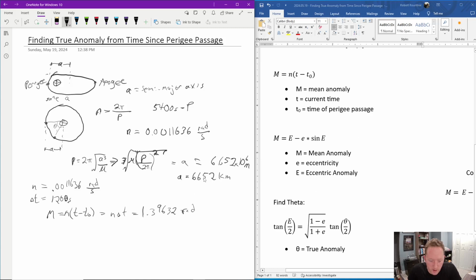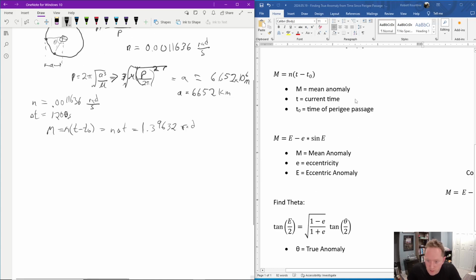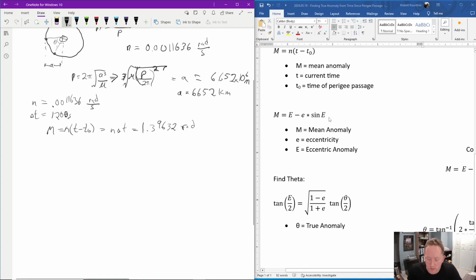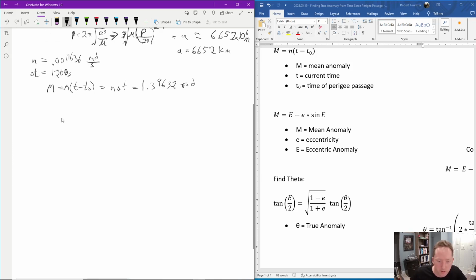What you can do with that, and this is really where the problem starts getting a little more complex, is use this equation here on the right: your mean anomaly equals your eccentric anomaly minus your eccentricity times the sine of your eccentric anomaly. This is the sort of equation I would want to derive if I had more time, but I don't. So today we're just going to take this equation at face value: M equals E minus e sine E.